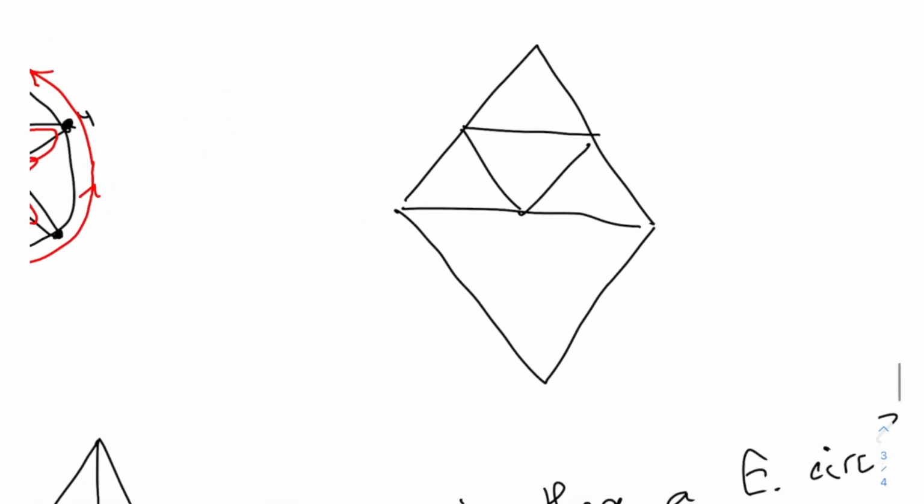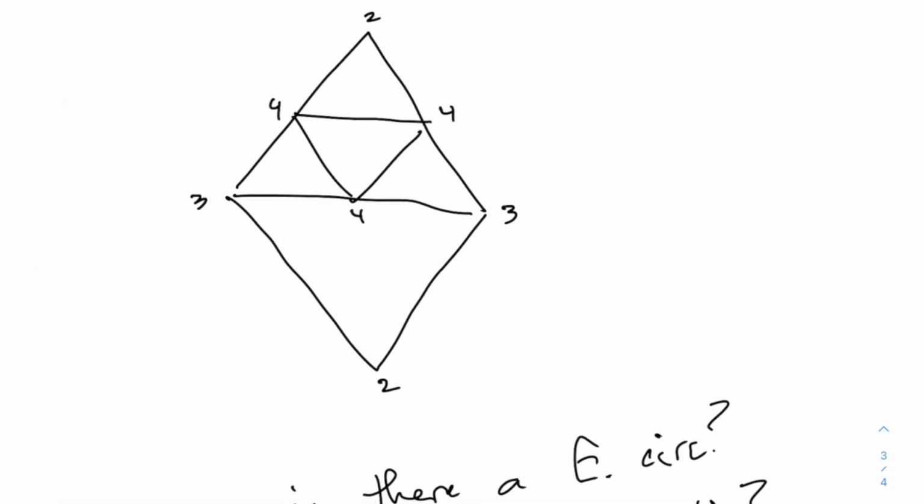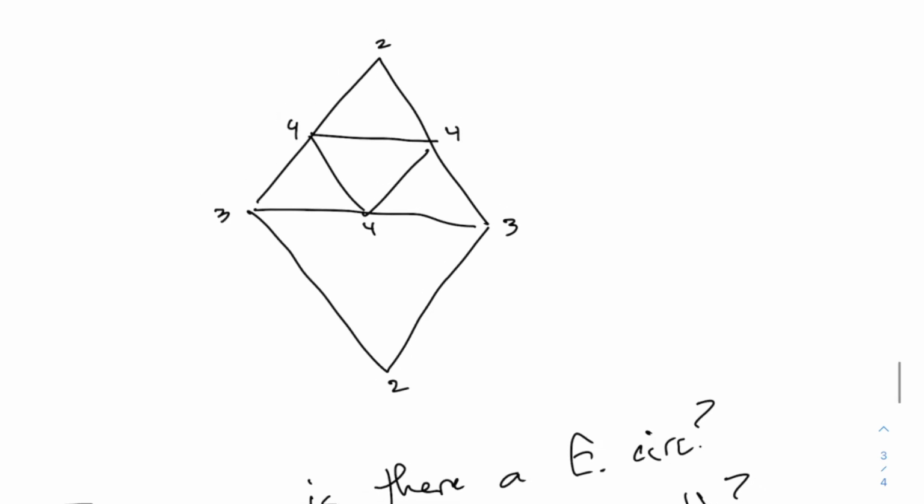How about this one? Again, you look at the degrees. That's a 2, that's a 4, a 4, a 4, a 3, and a 2. So I see mostly evens except for 2 odds. That means that there is an Euler path, and to draw it in there, I'll say EP. To draw it in there, you better start at one of the odds and finish at the other odd.